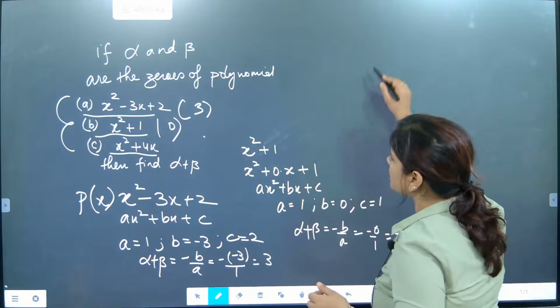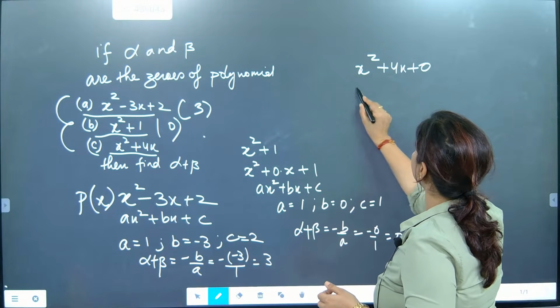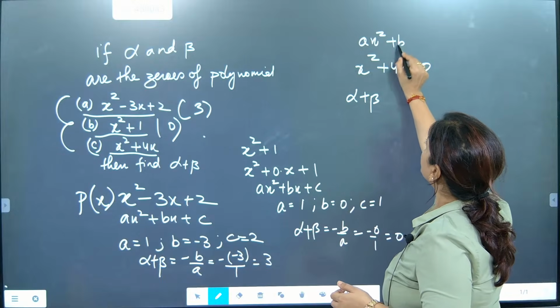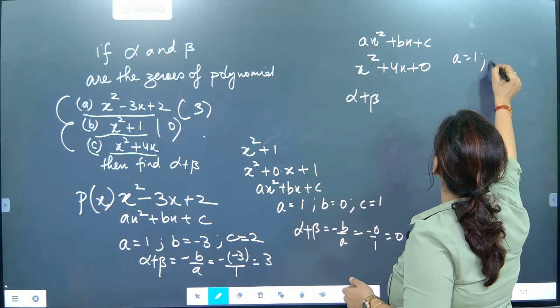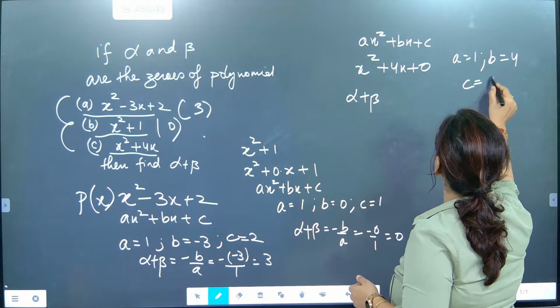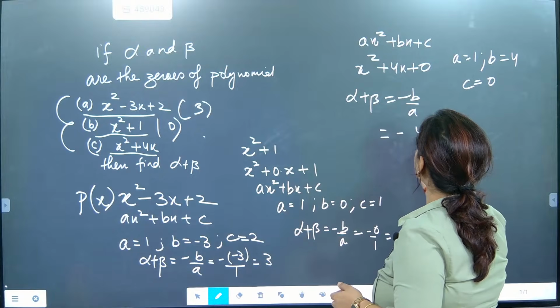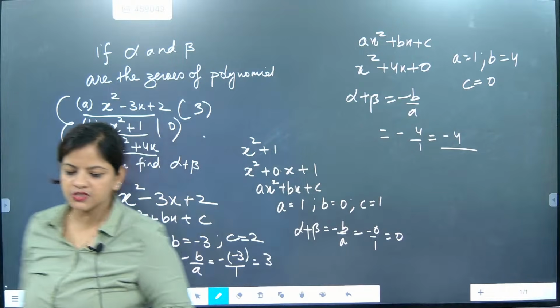So for the third answer, we have x square plus 4x plus 0. If you compare directly with the general equation ax square plus bx plus c, what is the a value? 1. What is the b value? 4. What is the c value? 0. So it will be minus b by a, which is minus 4 by 1. So the answer is minus 4. The third answer is minus 4.